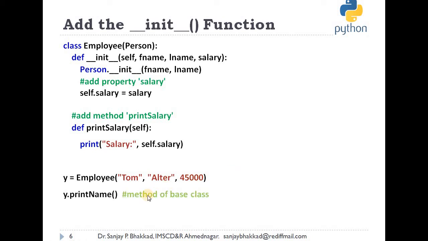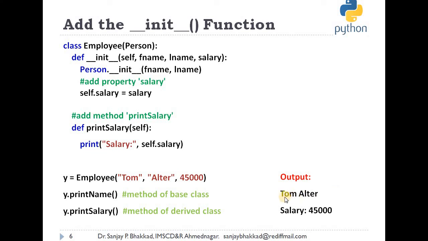If you want, you can access the method of a base class. So let us print the name from the base class. Here I am printing y.print name. It will print the full name of the employee. If you want, you can access the method of the derived class like y.print salary. This is the method of my derived class. And when we execute this, you can see the output: the full name of the employee, Tom Alter, and salary 45,000.